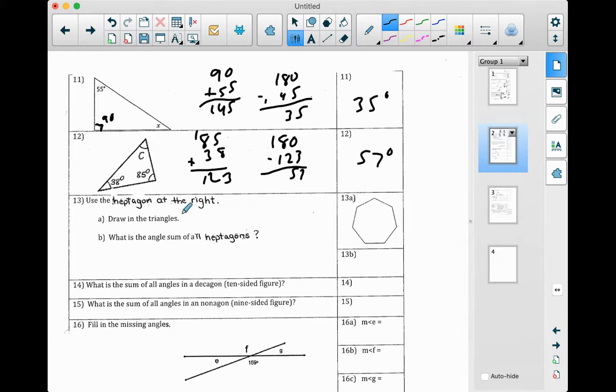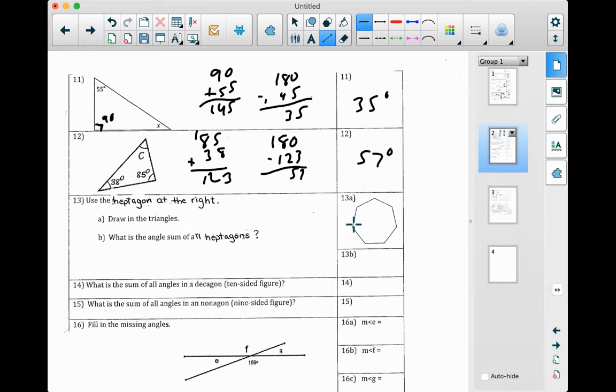All right, next one. Use the heptagon at the right. It says to draw in the triangles first. So remember, when we draw in these triangles, we gotta do it a specific way. We gotta start, pick any vertex we want, and just draw a line to all the vertices it's not already connected to. So I'm gonna pick this one.